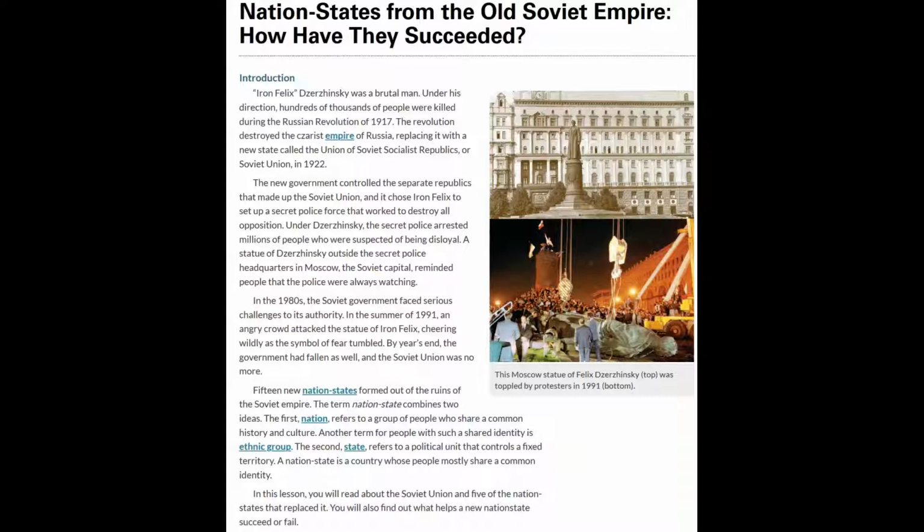Okay, nation-states from the old Soviet Empire. How have these succeeded? Introduction. Iron Felix Dzerzhinsky was a brutal man.